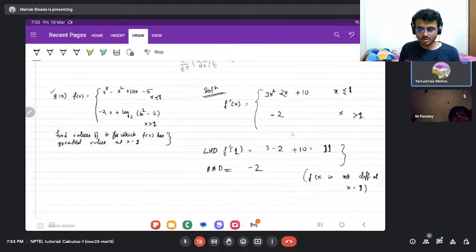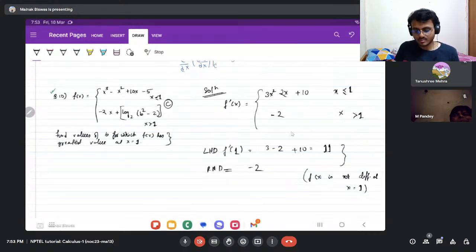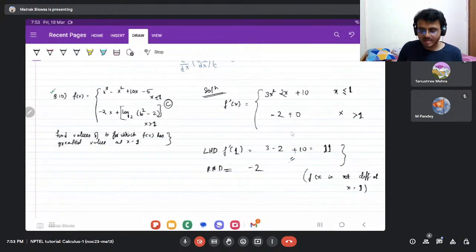Sir. Go ahead. Why didn't we differentiate log base 2 of b squared minus 2? What is b? b is a constant. Yes. So the derivative of a constant will be? Okay. 0 only. So this is a constant only. Plus 0. So left hand derivative is not equal to right hand derivative. Agreed?